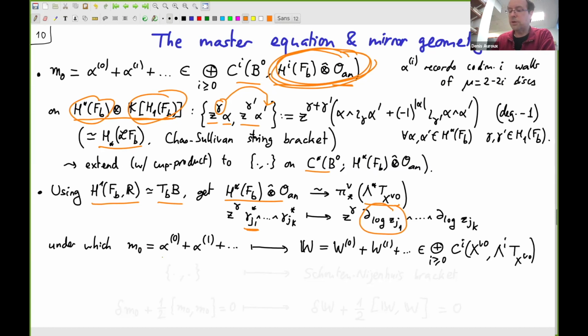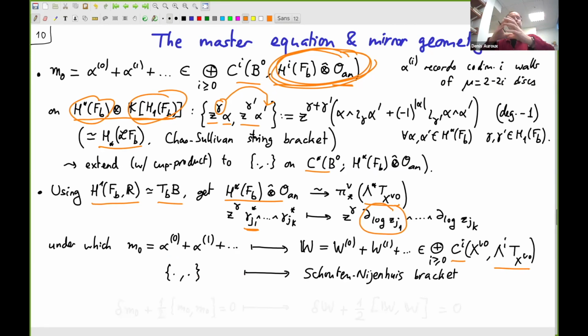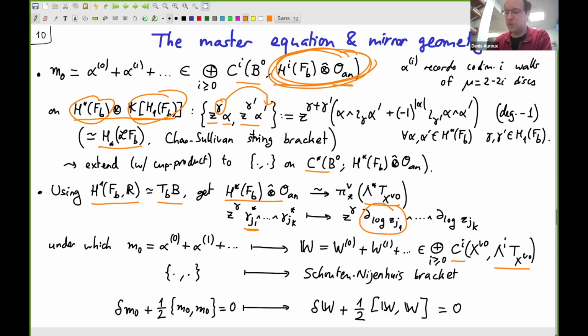So transcribing in this way, you get a sum of cochains on the mirror space with coefficients in exterior powers of a tangent. This weird bracket up there has a name under this dictionary. It becomes the Schouten-Nijenhuis bracket on polyvector fields, which is the multilinear extension of the Lie bracket of vector fields. And then the master equation becomes an equation of the same shape about this guy, which shows up in deformation theory of geometric structures all over the place.